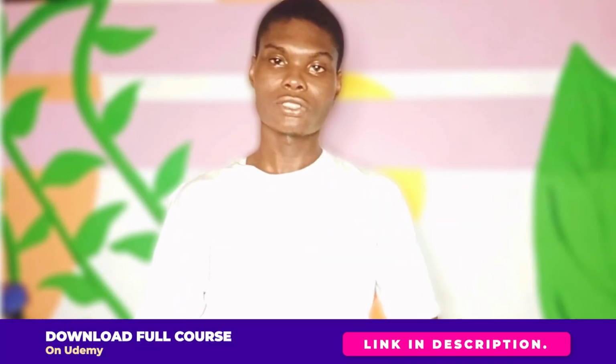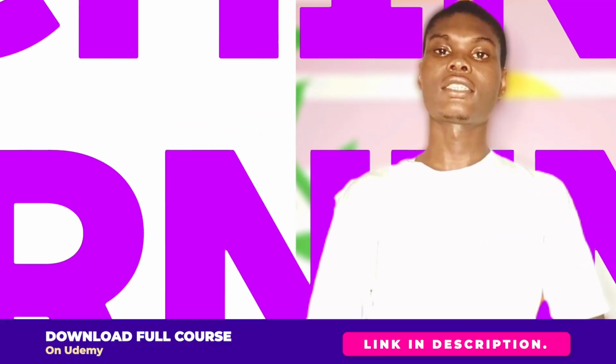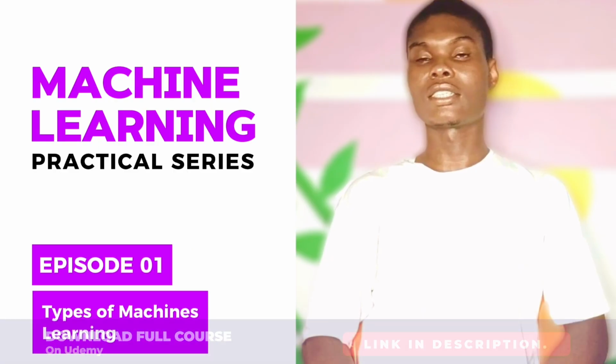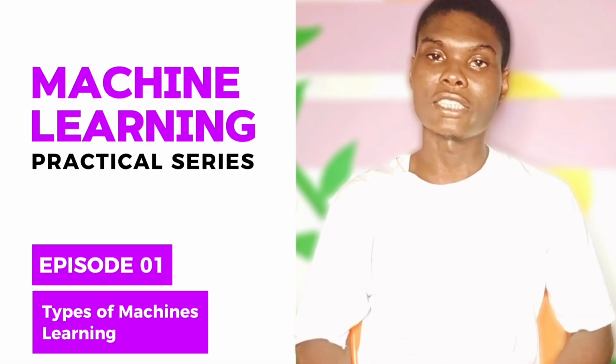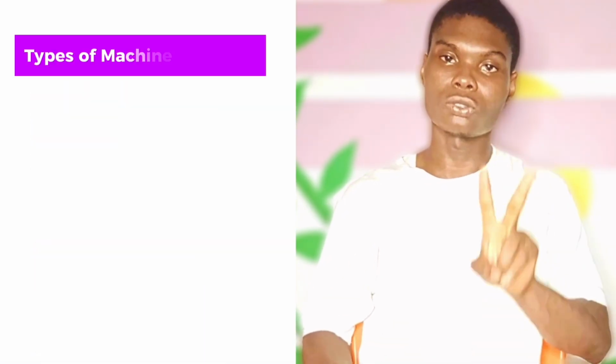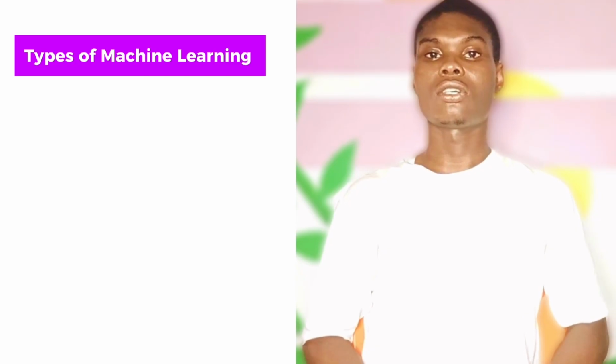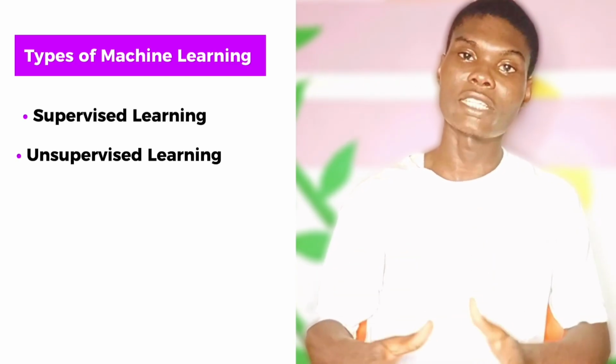Now, in this course, we are going to look at types of machine learning. Although there are various types of machine learning, we are going to look at just two types: supervised learning and unsupervised learning.